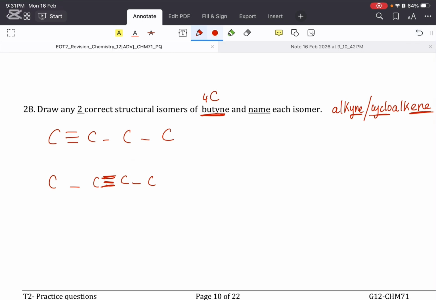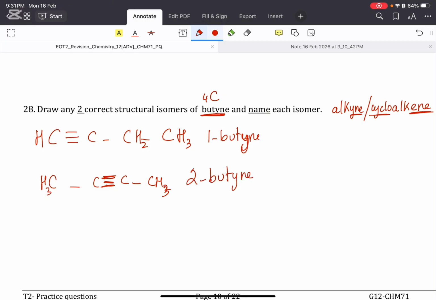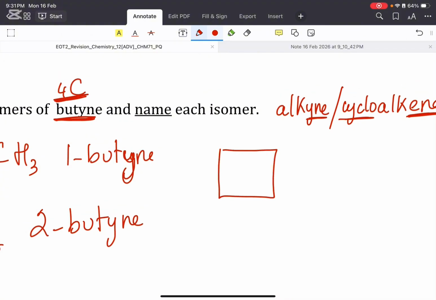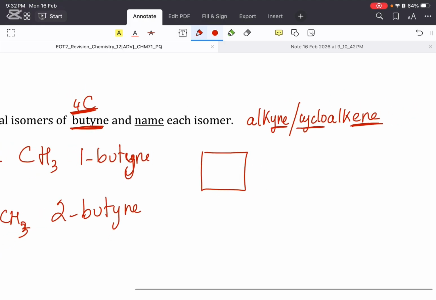So here I have 1-butyne. I need to put the hydrogens. Don't forget the hydrogens. 1-butyne. And here I have 2-butyne. Can I have more options? Yes. You have 4 carbons. So you can do a cyclobutane, but I said I need to have a cyclobutene. So here's a double bond. So that's a cyclobutene.